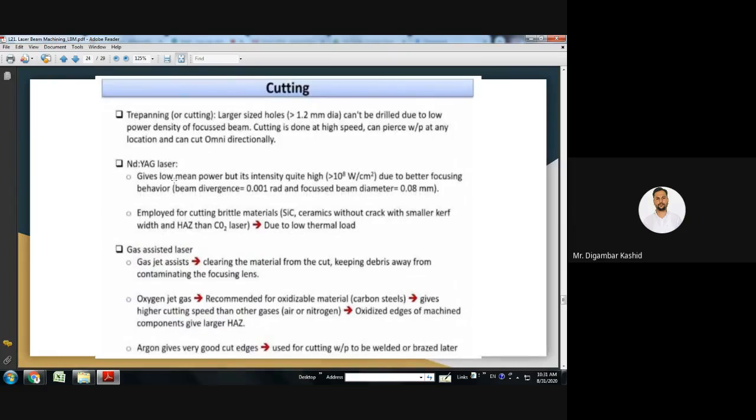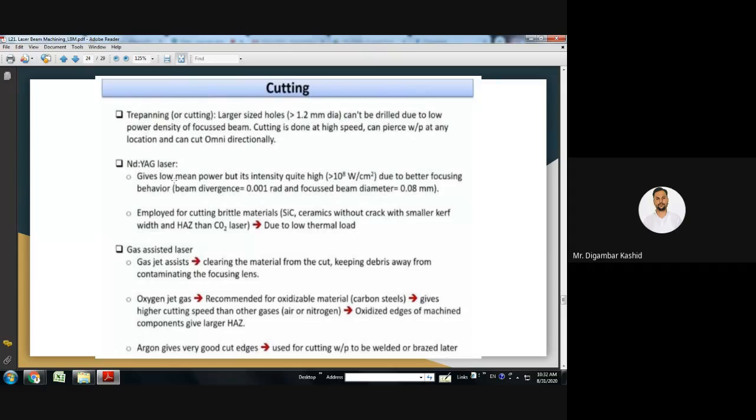Now, another application of laser beam machining: the laser beam can also be used for cutting purposes. One important application is drilling holes, and the second is cutting, such as the trepanning operation. Holes with diameter more than 1.2 mm can be cut by this trepanning operation.